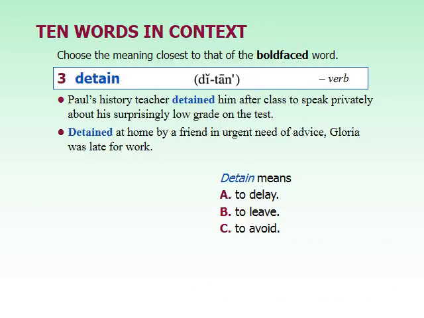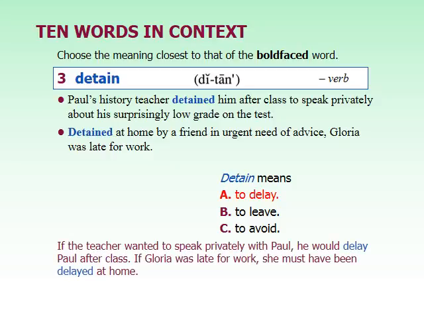Detain. Detain is a verb. Paul's history teacher detained him after class to speak privately about his surprisingly low grade on the test. Detained at home by a friend in urgent need of advice, Gloria was late for work. So detain means to delay. On page 99, it's number 8, to delay, to keep from continuing.